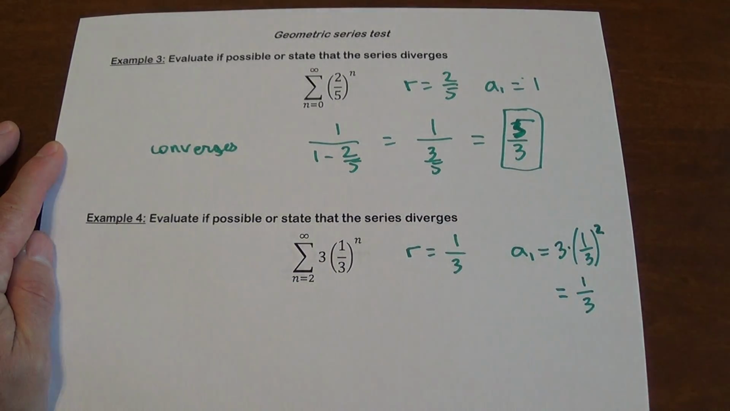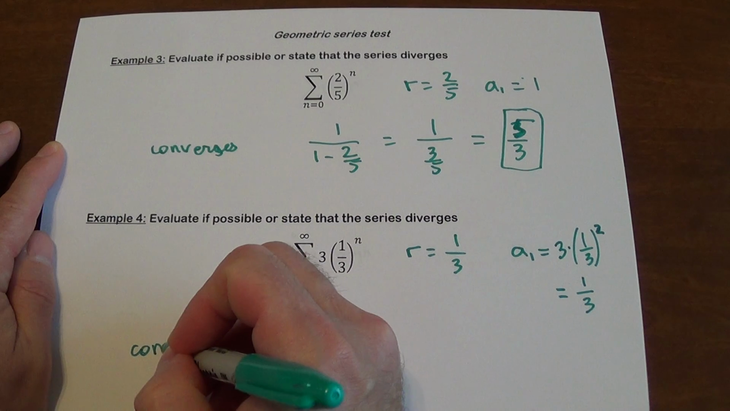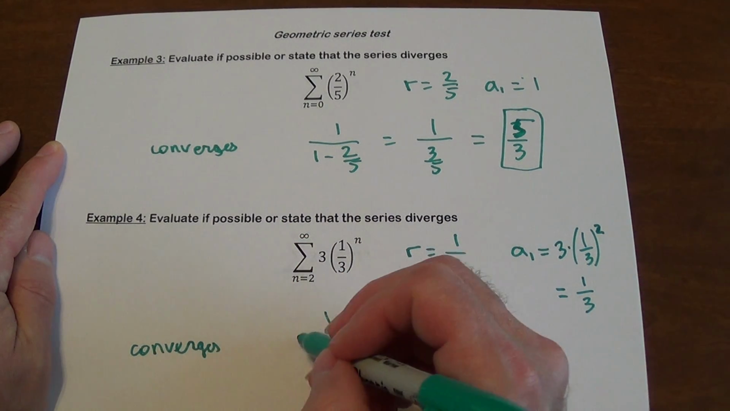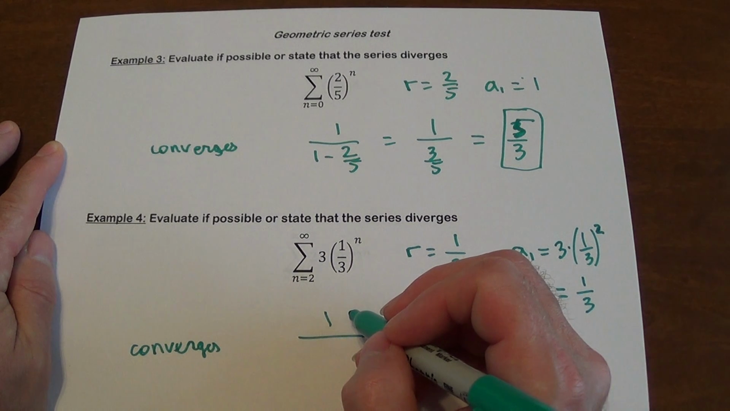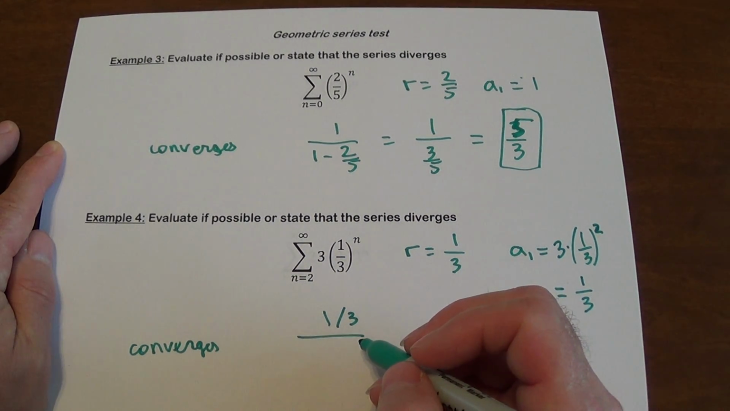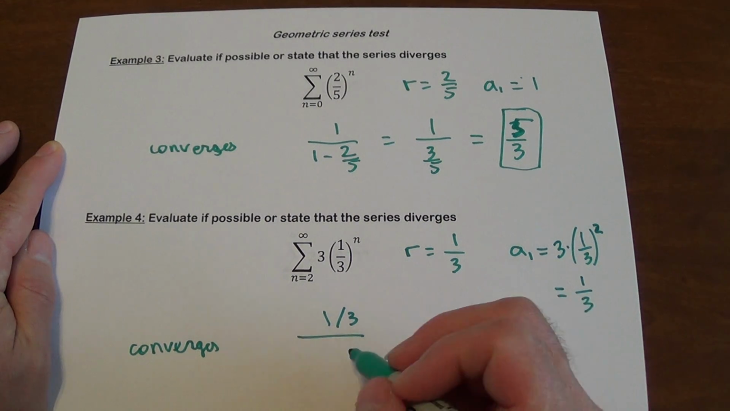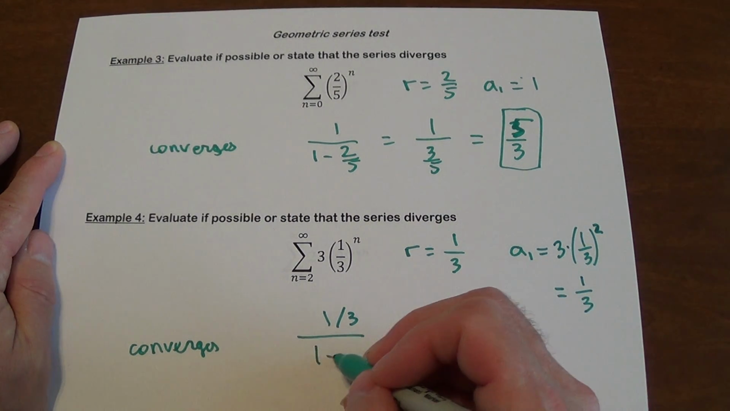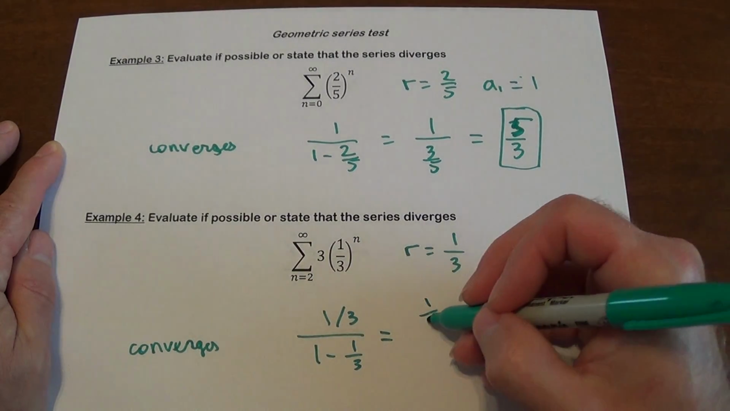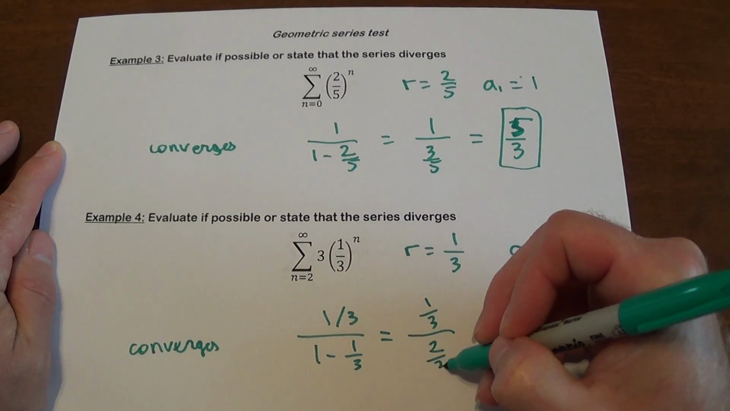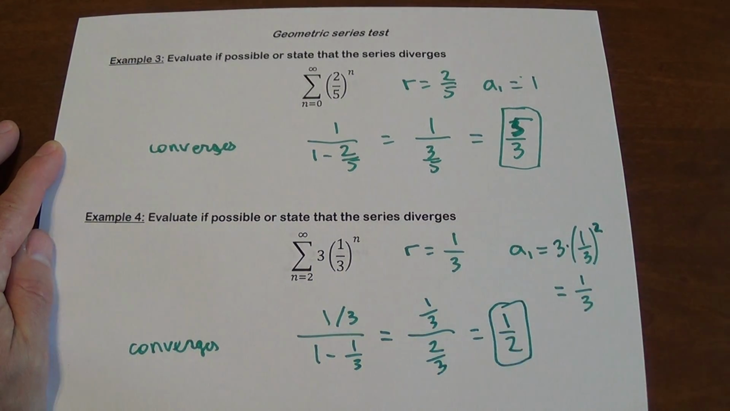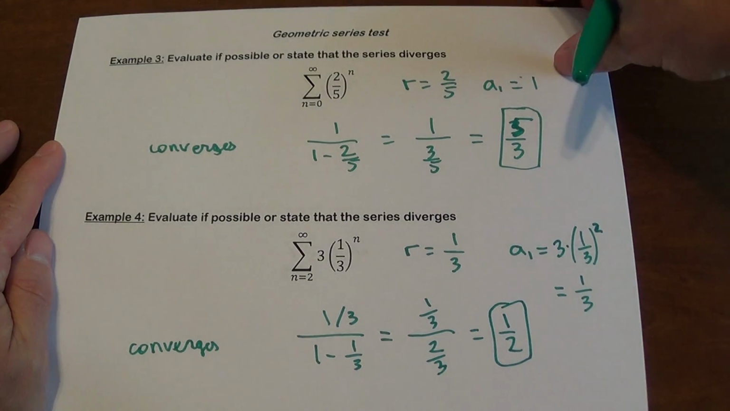So it converges, and it's going to be, I'm sorry, 1/3, because it's the first term, divided by 1 minus 1/3. So it is 1/3 divided by 2/3, which is going to be 1/2.